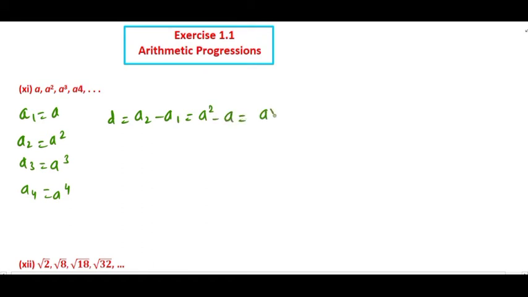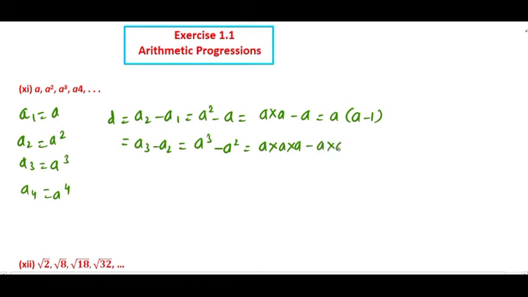See, this a squared can be written as a into a, minus a, and I can take a common here, and that is a minus 1. d is a into the bracket a minus 1. This d can also be written as A3 minus A2, and what is A3 here? a cubed. And what is A2 here? a squared. This a cubed can be written as a into a into a, and this is a into a. See, here what is common? That is a into a, that is a squared into the bracket a minus 1.